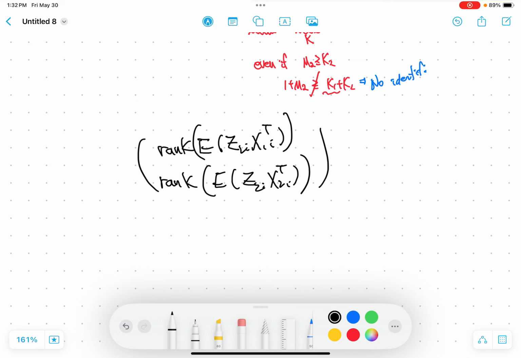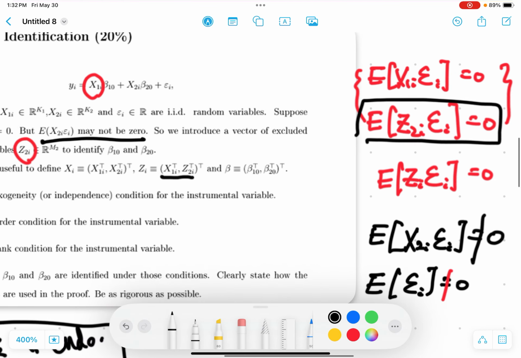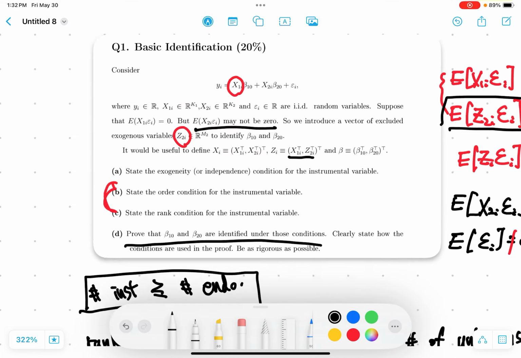And I was surprised that none of you used the simplification assumption. I think none of you stated that you are assuming, say, k1 is 0 or m is 1, k2 is 1. Those simplification assumptions were not used. And then let's go to the final question here. Prove that it's identified under those conditions.